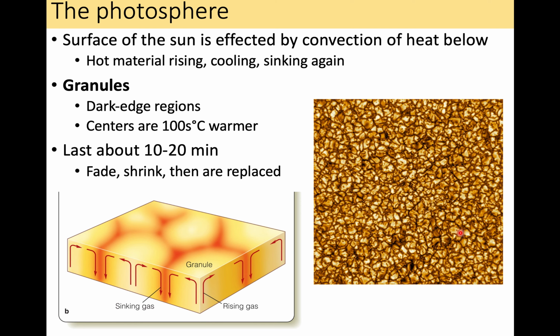So the granules are constantly moving. They're not set in space because remember, we're not talking about solid. We're talking about all gases here. So the granules last about 10 to 20 minutes before they fade and shrink and then are replaced by a new granule. So this is a snapshot, but if we were able to look at this in real time, it would be constantly moving around. They will start to shrink and fade, and then another granule comes in and takes its place.